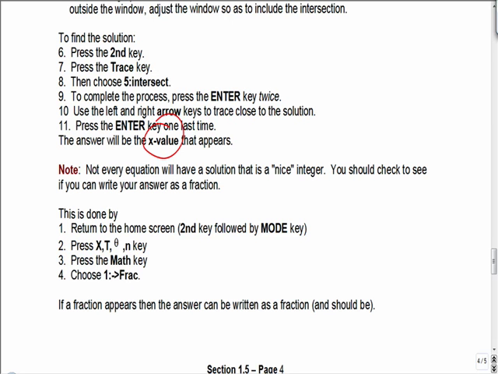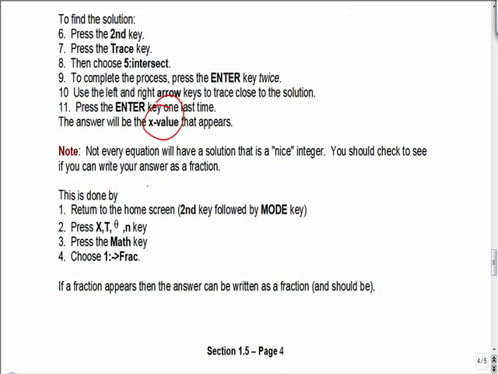Then press the math key and choose number 1, arrow to fraction, and once you press the enter key, the fraction will appear if there is one to be used. And that's what you should use, more than an ugly looking decimal.